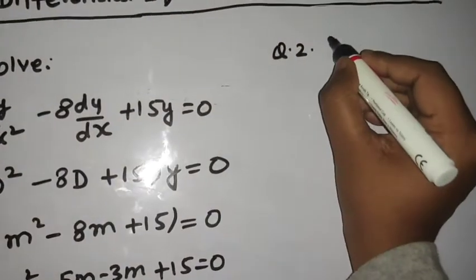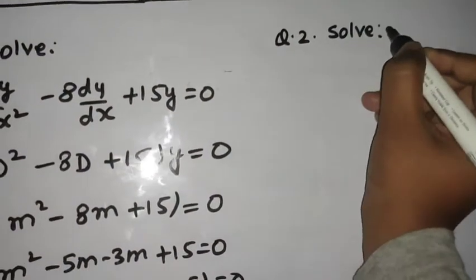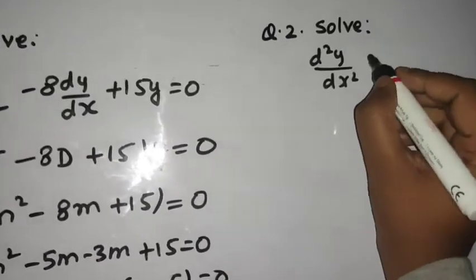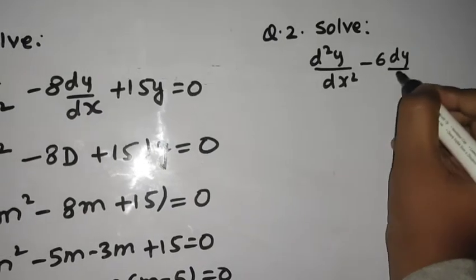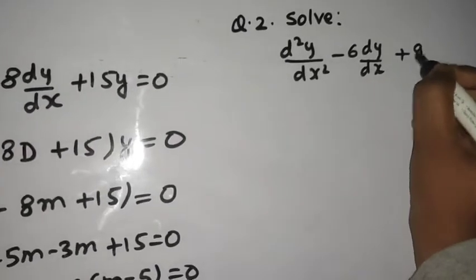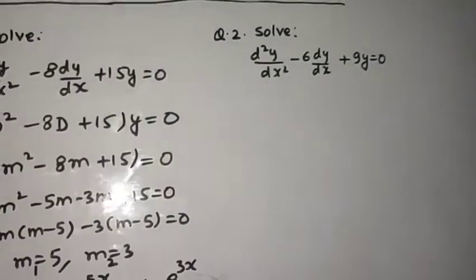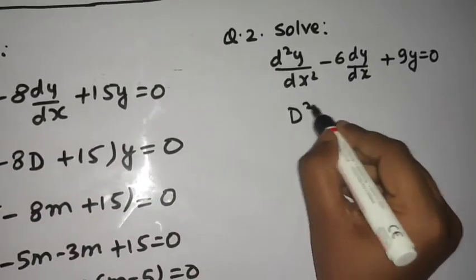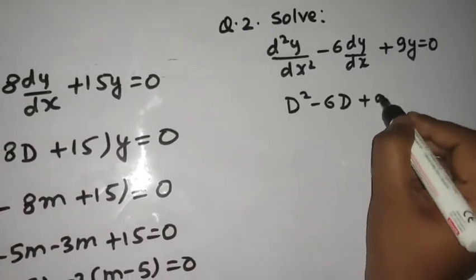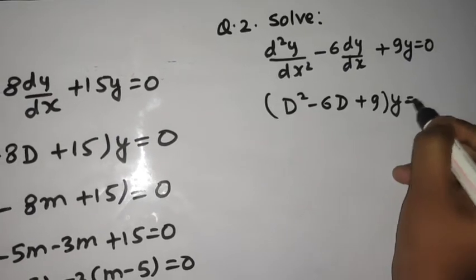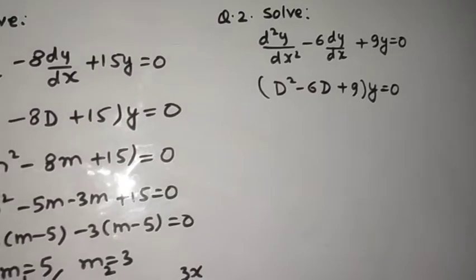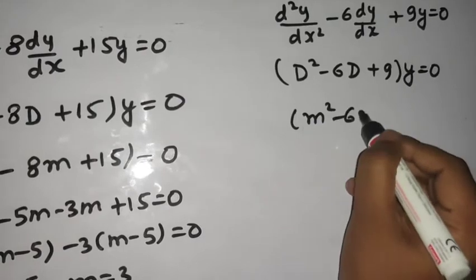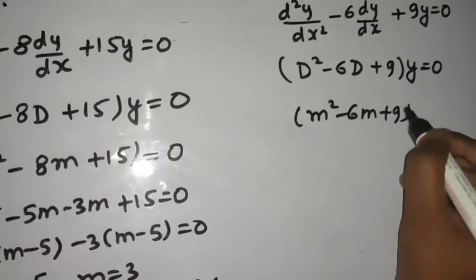We have to solve d2y by dx square minus 6 dy by dx plus 9y equals 0. First step, convert this into the format of D. So this is (D square minus 6D plus 9) y equals 0. Now convert this D into the form of m. So m square minus 6m plus 9, equate this to 0.